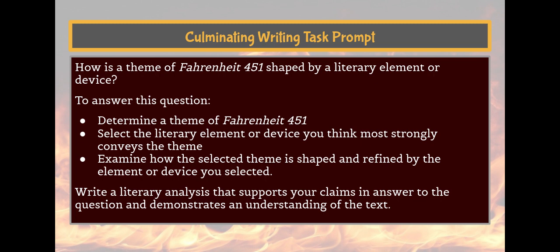Before we dive into this lesson, let's look at our culminating writing task prompt. How is a theme of Fahrenheit 451 shaped by a literary element or device? To answer this question, you will need to determine a theme of Fahrenheit 451. You will need to select the literary element or device you think most strongly conveys the theme. You will need to examine how the selected theme is shaped and refined by the element or device you selected. Then you will write a literary analysis that supports your claims in answer to the question and demonstrates an understanding of the text.